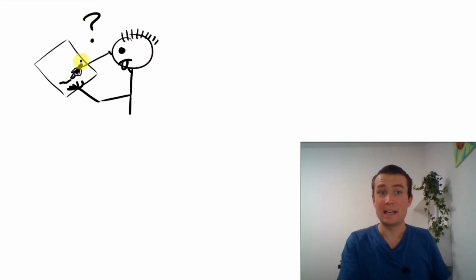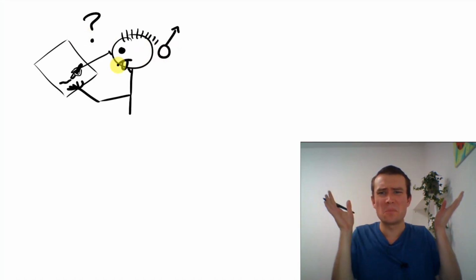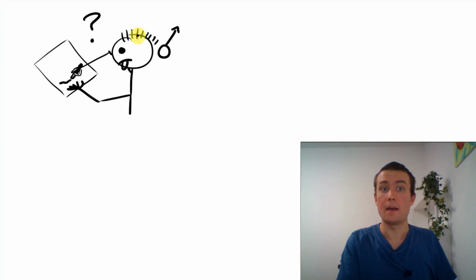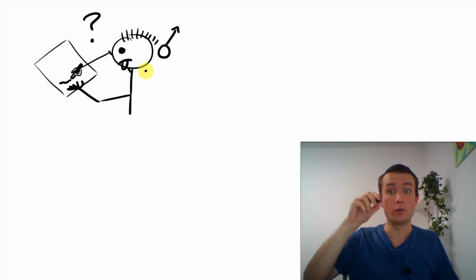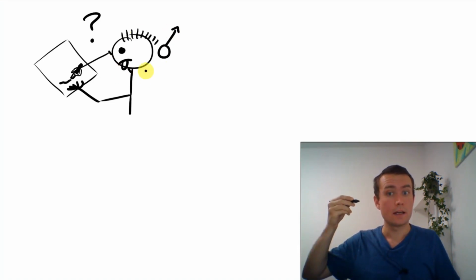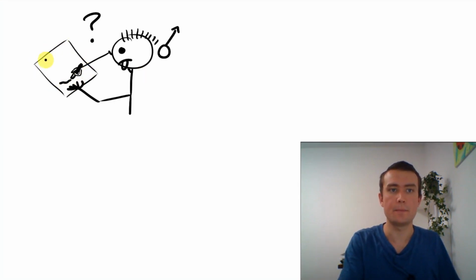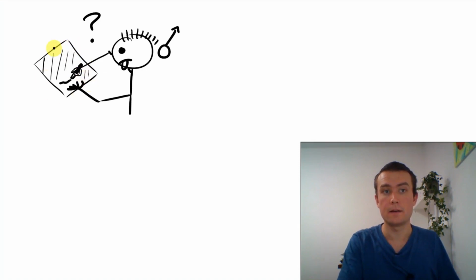What is this man doing? What is he doing? This man is drawing. He's drawing. This is a piece of paper. Paper.